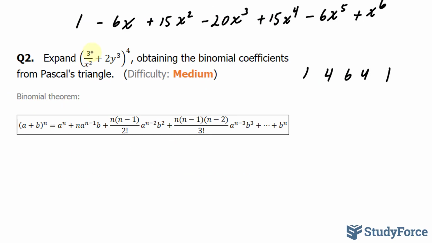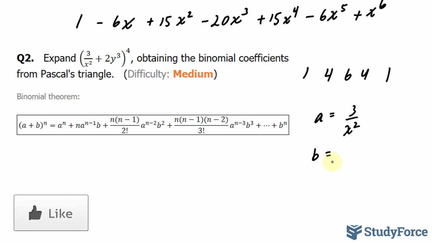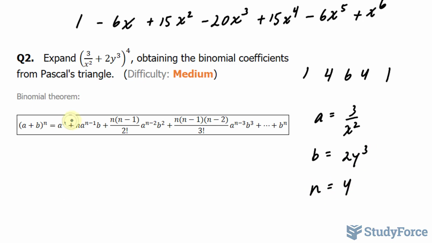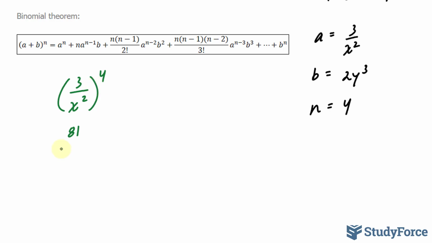Let's begin by defining our a and our b. Our a is 3 over x squared. Our b term is 2y to the power of 3, and n is equal to 4. Our first term is a to the power of n. So we have 3 over x squared, all power to 4. 3 to the power of 4 is 81. And x to the power of 2 to the power of 4 is x to the power of 8. So this simplifies to that.